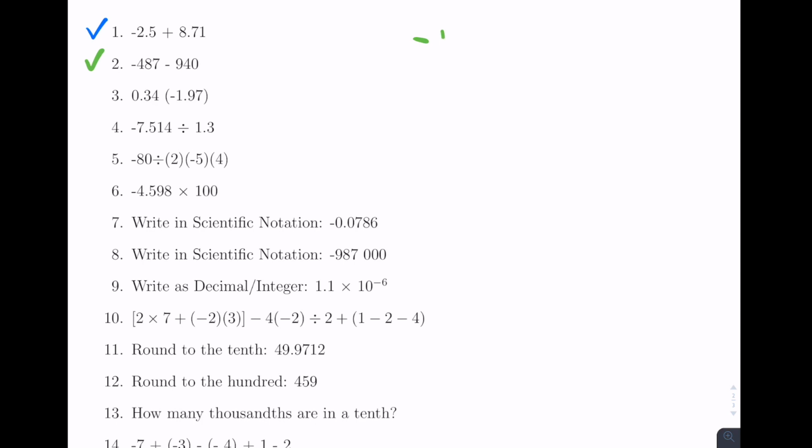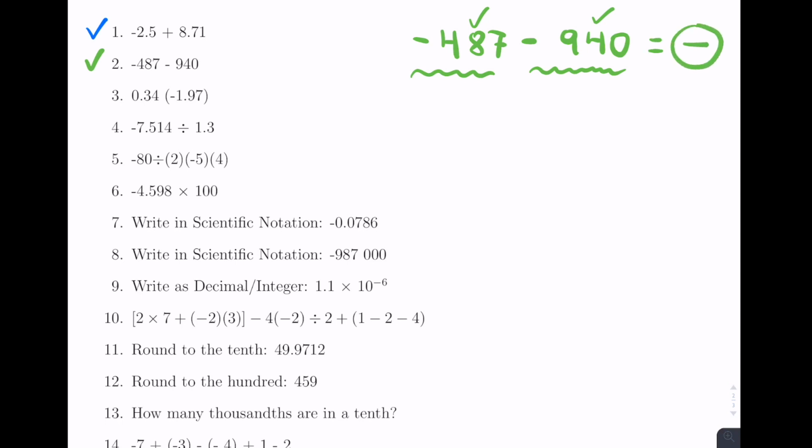Now I have negative 487 minus 940. Here it's like I am in debt and I go out and I still spend money. This is not a multiplication question, which means I will have to add up my debt, but my answer will still remain negative. My debt will grow, so I have to add these two up.